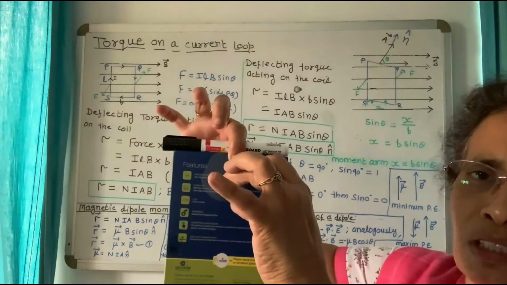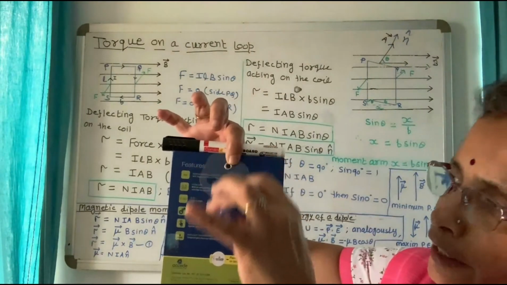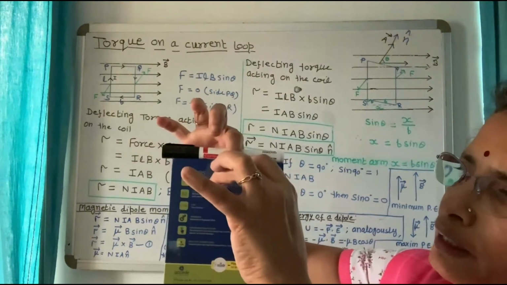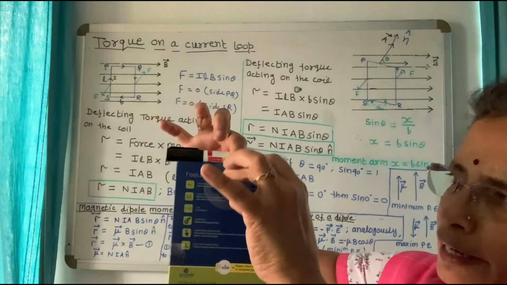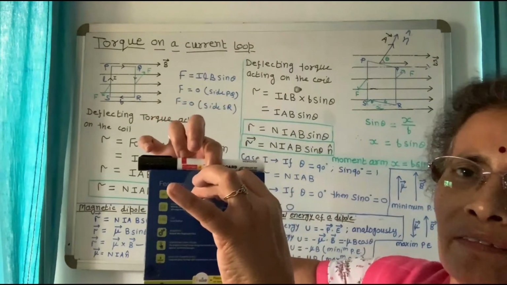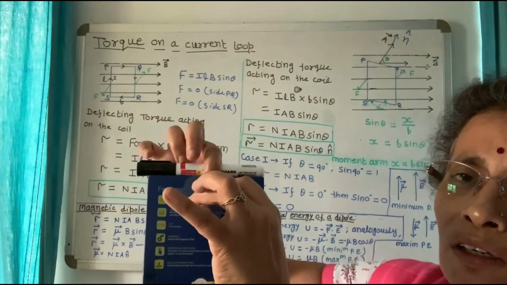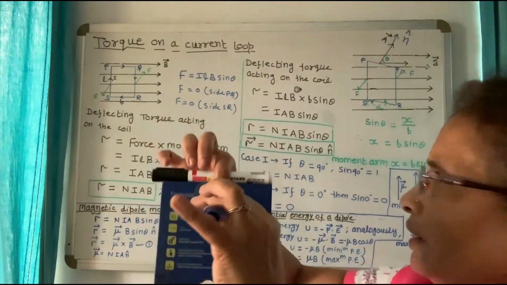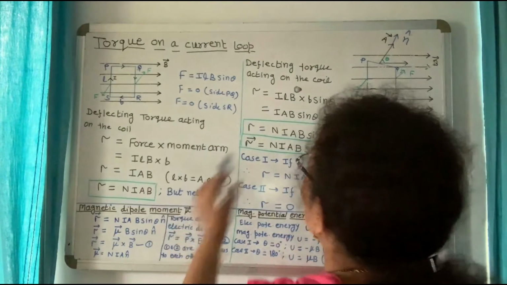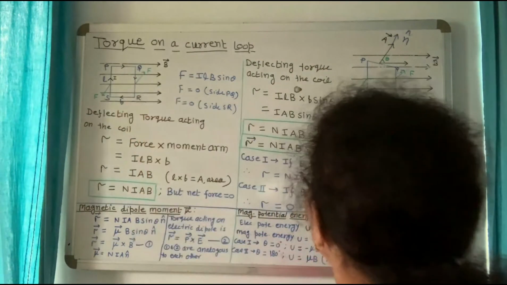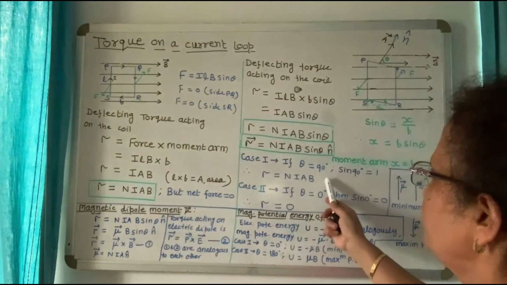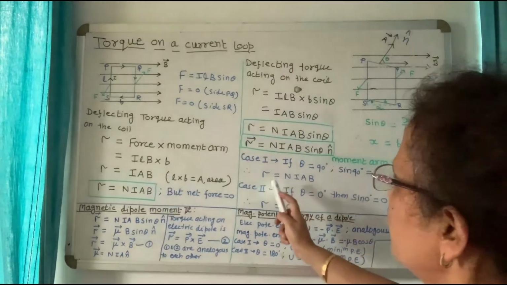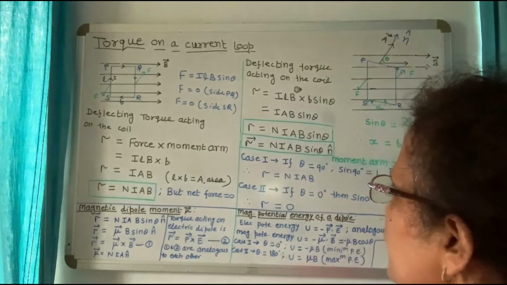So in this situation, we say that the plane of the coil is parallel to the magnetic field. Both statements are the same: the plane of the coil is parallel to the magnetic field, or the normal of the area is perpendicular to the magnetic field. So this is the situation when theta is 90 degrees. Sin 90 is 1, so maximum torque is there, NIAB.